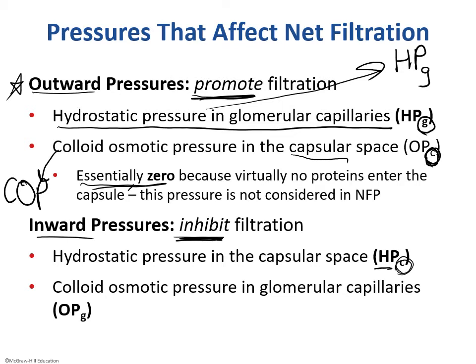And we are also going to have a colloid osmotic pressure, or OP, of the glomerular capillaries with that little g. So what this is going to do is we still should have all those proteins, basically. All the proteins that we were talking about will still be in those glomerular capillaries. So those are going to pull fluid from the capsular space into the glomerular capillaries.